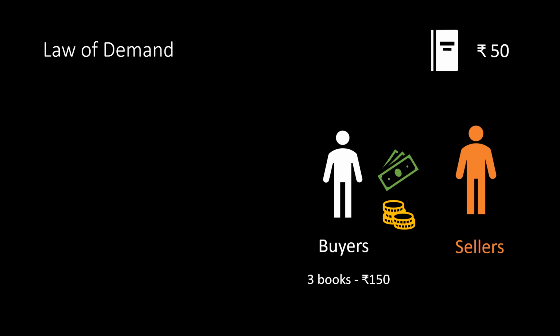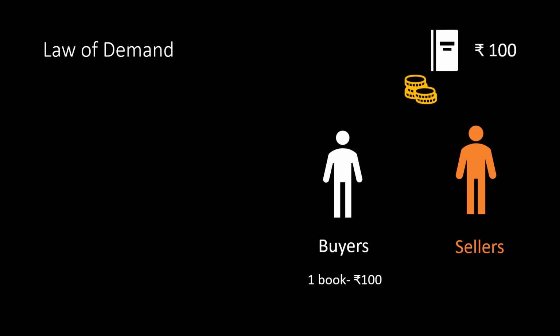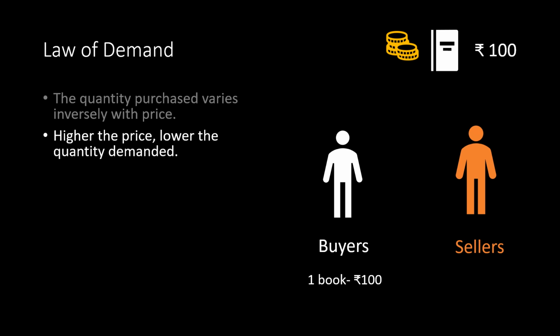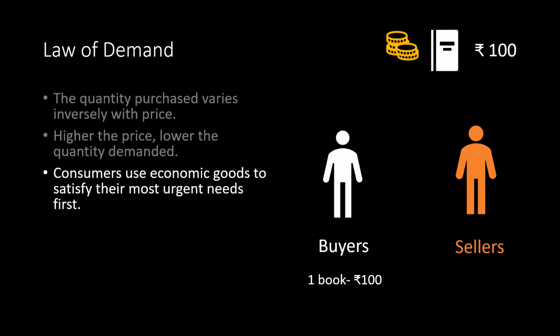Now, after 5 months, he needs to buy a notebook for a maths course. He goes back to the shop and finds out that now the book costs 100 rupees. Since he only needs one book for the maths course, he only ends up buying one book for 100 rupees. The quantity purchased varies inversely. Higher the price, lower is the quantity demanded.